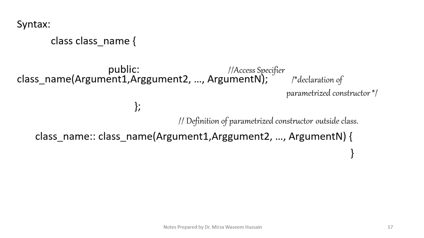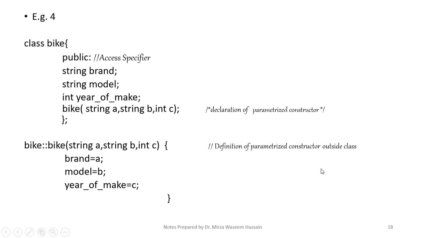Now moving to the syntax of the parameterized constructor. Here we simply specify the class keyword with the name of the class. Here we declare the class name constructor with arguments. There can be n number of arguments: argument 1, argument 2, argument 3. We only declare here. The definition is given outside the class: class name, scope resolution operator, class name, argument 1, argument 2, argument 3.